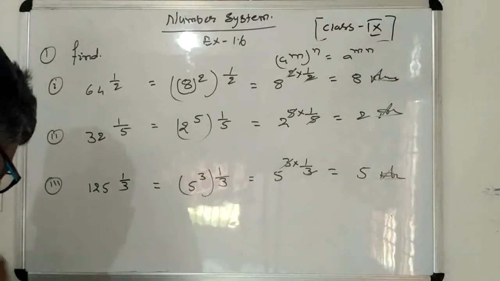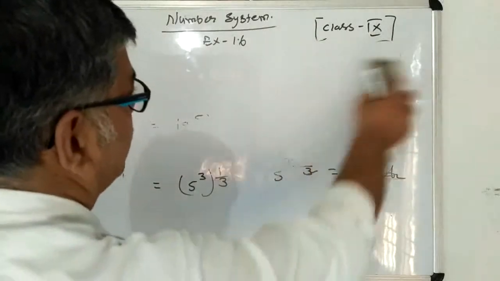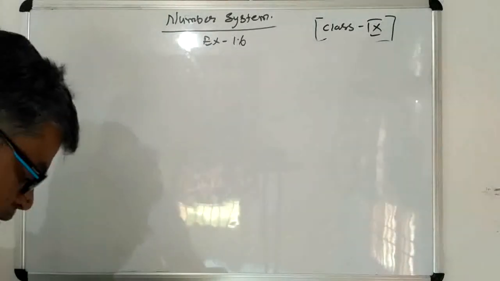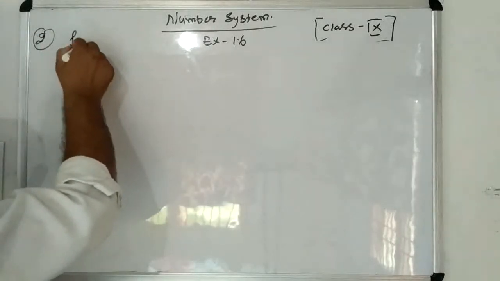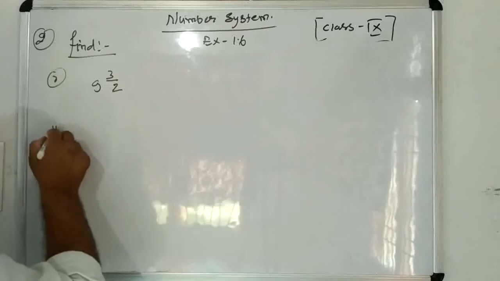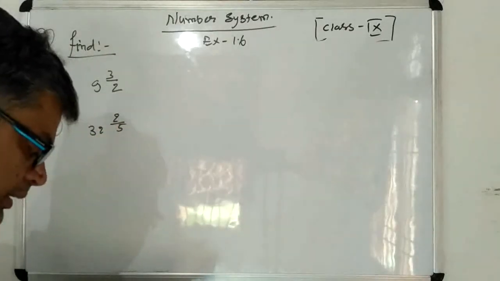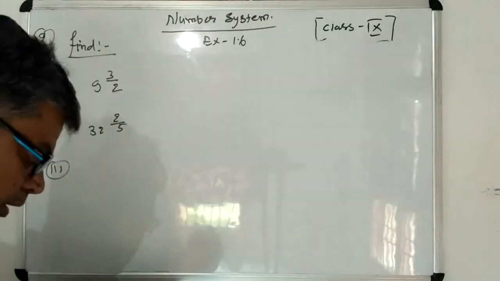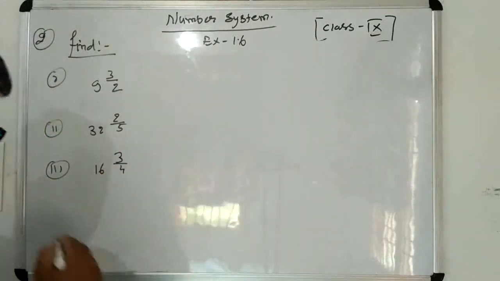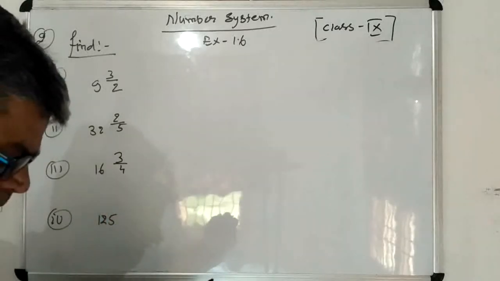Now similarly you can do the second question also. In the second question you have to find: first, 9 raised to power 3 by 2; second, 32 to the power 2 by 5; third, 16 to the power 3 by 4; and fourth, 125 to the power minus 1 by 3.